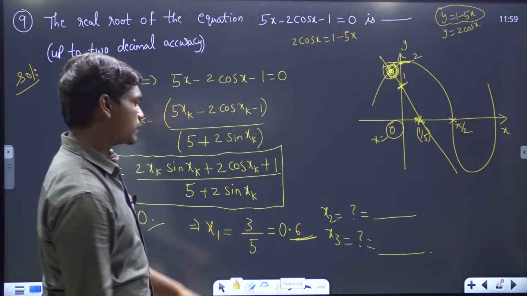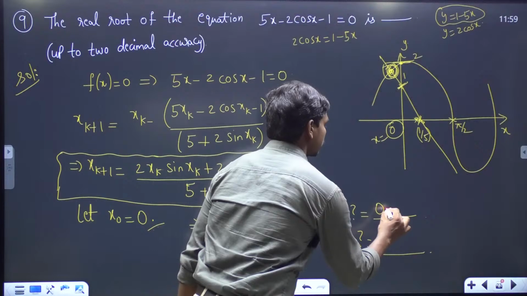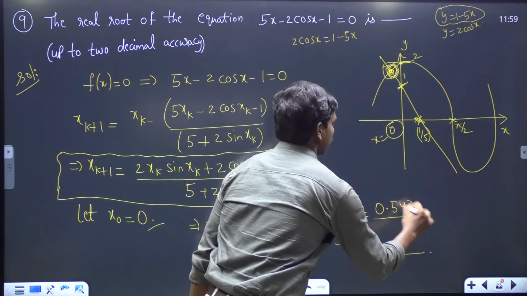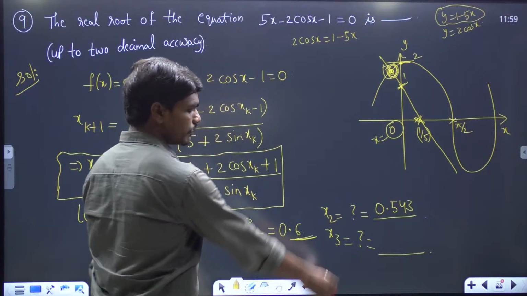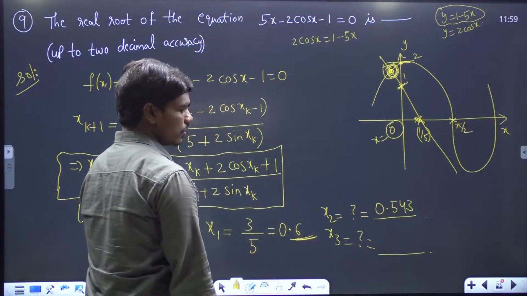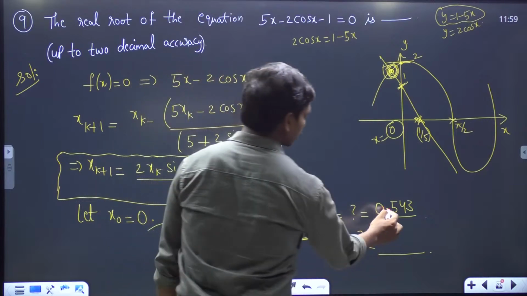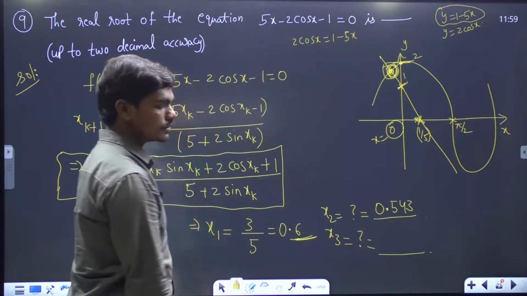So 0.543. Okay, so this is 0.543. Then what about this value x3? x2 is 0.543. So what about this x3?